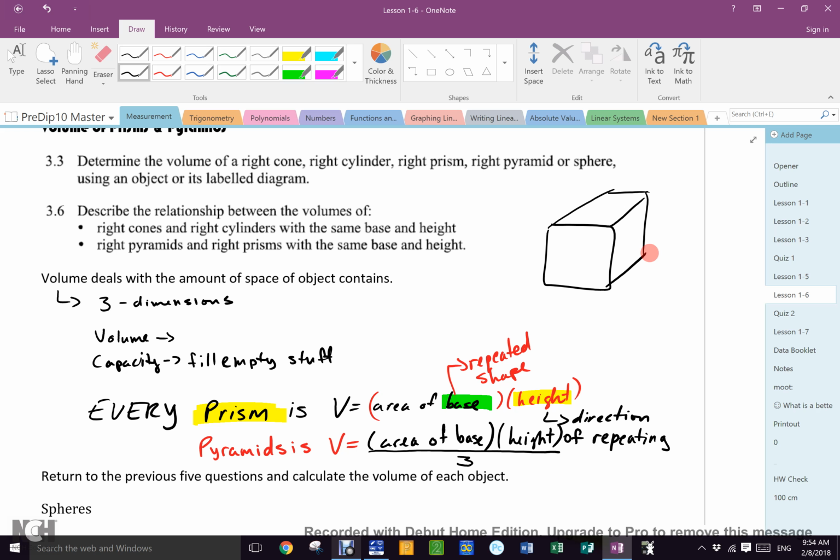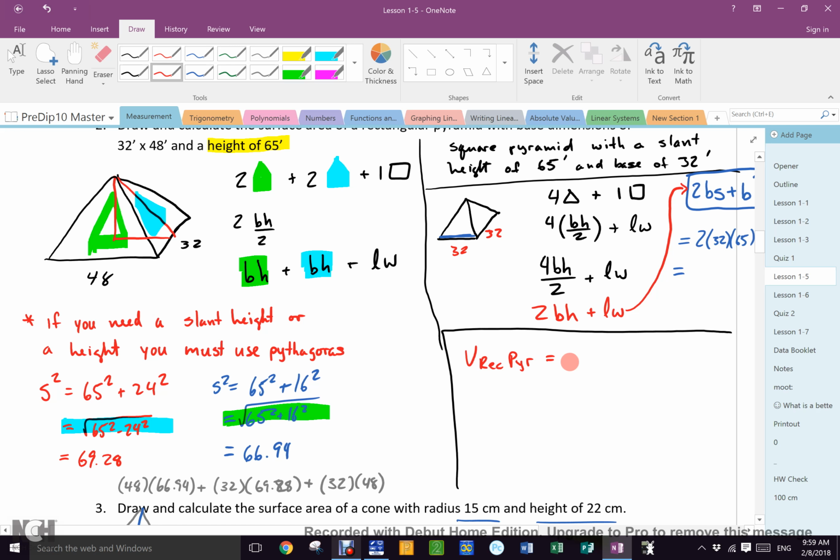Let's turn the page over. You should have left a big blank spot here. We're going to do the volume of the rectangular pyramid. Because it's the exact same as if it were the volume of the square pyramid, yes? What is volume of every single pyramid? Area of the base times the height divided by 3.